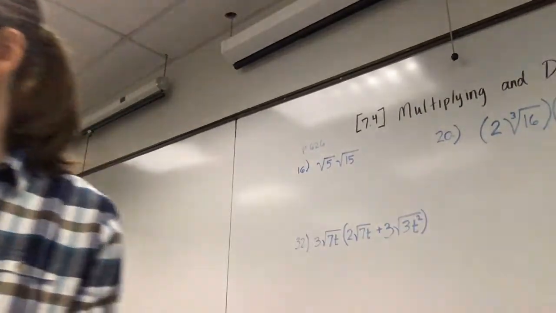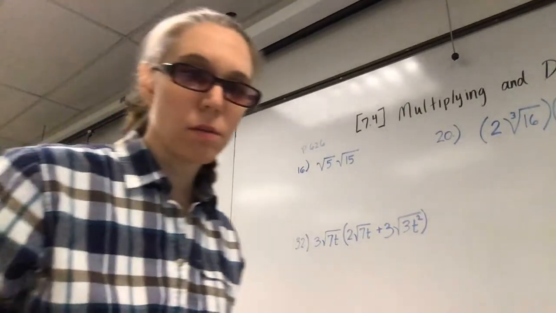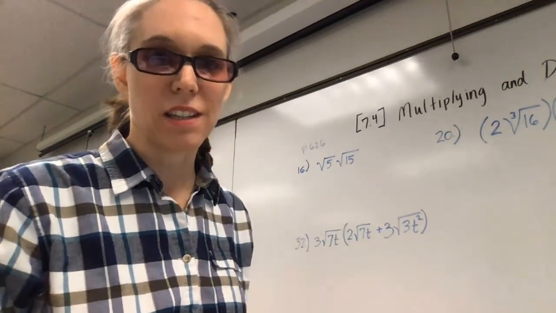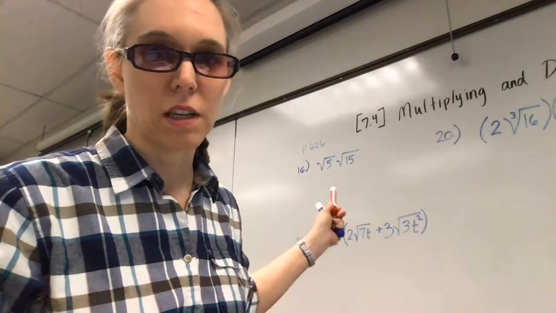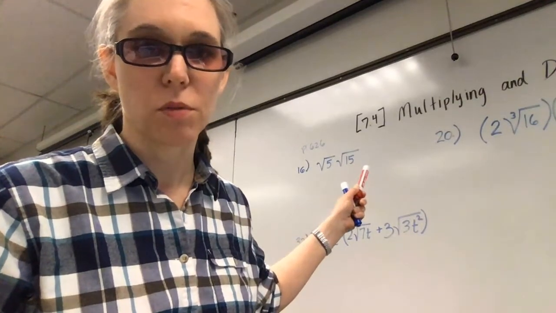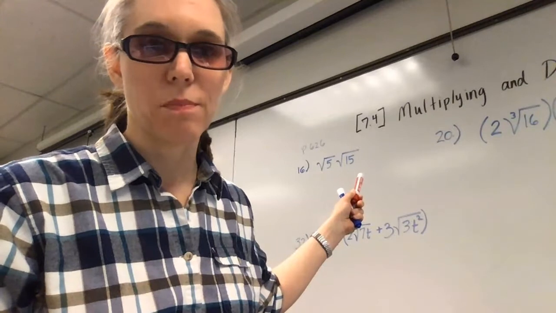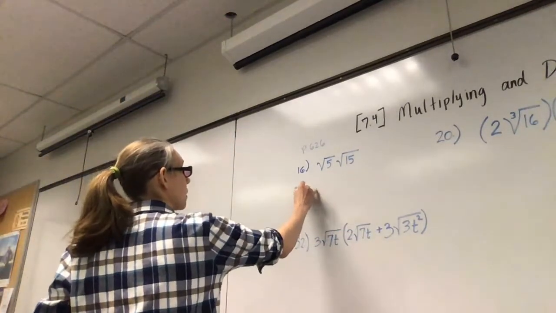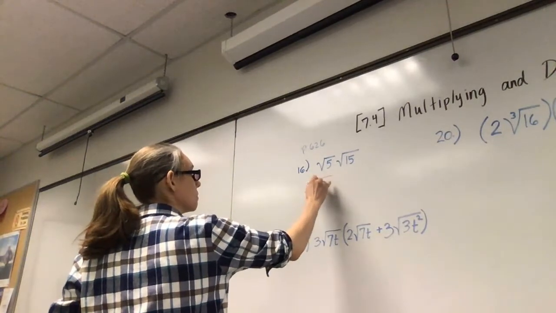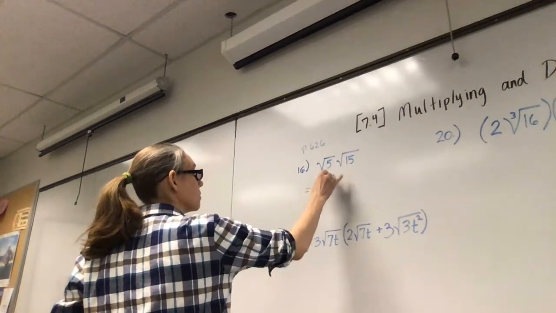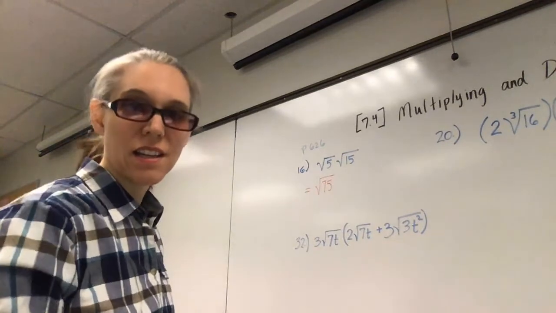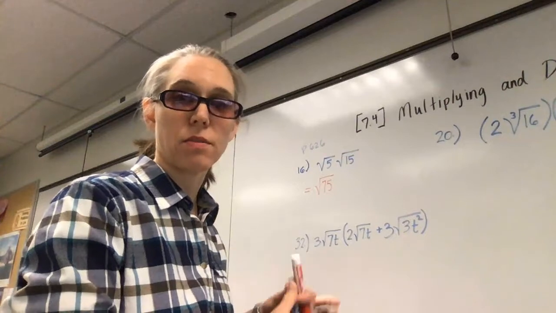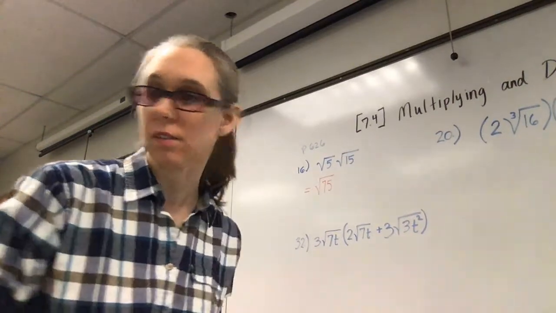How do we multiply radicals? Well, it's pretty simple. We just use the product rule. 5 times 15 is 75, so when we want to multiply root 5 times root 15, we simply combine them to have root 75. In other words, and you don't need to show this step, what I've done is I've combined 5 times 15 in one radical, like this.